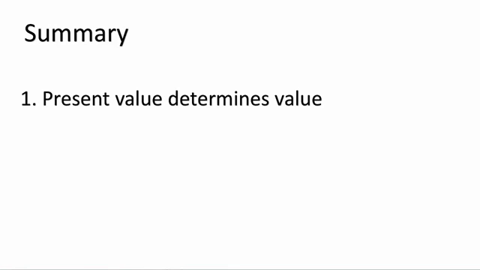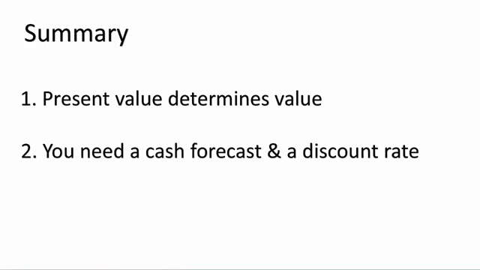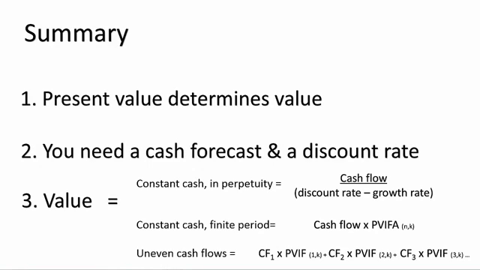So now you have learned a little something about how to calculate present value. In this lesson, we learned 3 really important things. First of all, present value determines the value today of a future stream of cash flow. Secondly, to determine value, you need a cash forecast and a discount rate. The discount rate is set based on an expectation of return. And thirdly, we learned about 3 different approaches to calculating value depending on the characteristics of the stream of cash flow. In our next lesson, let's flip this around and look at future value.